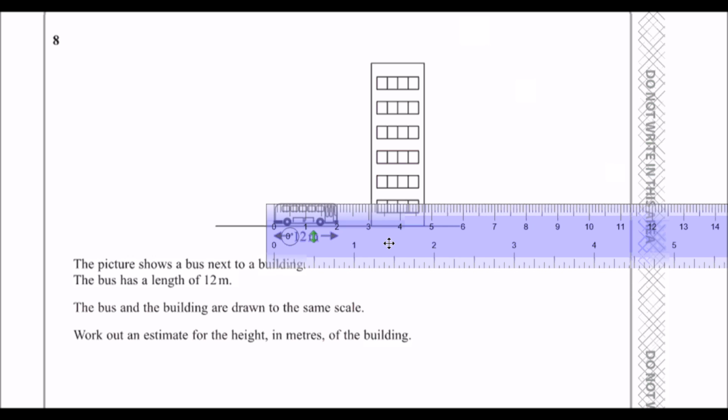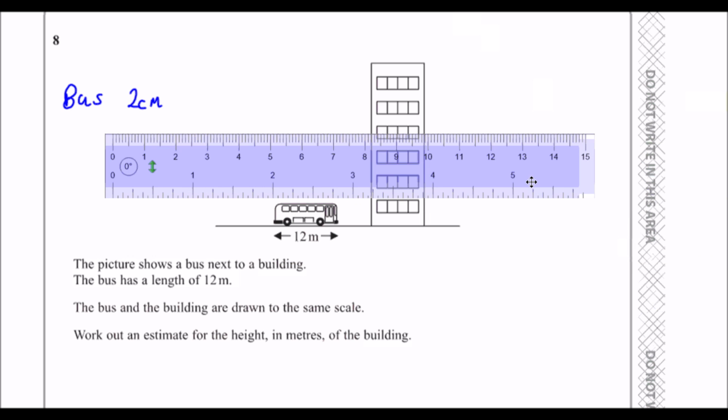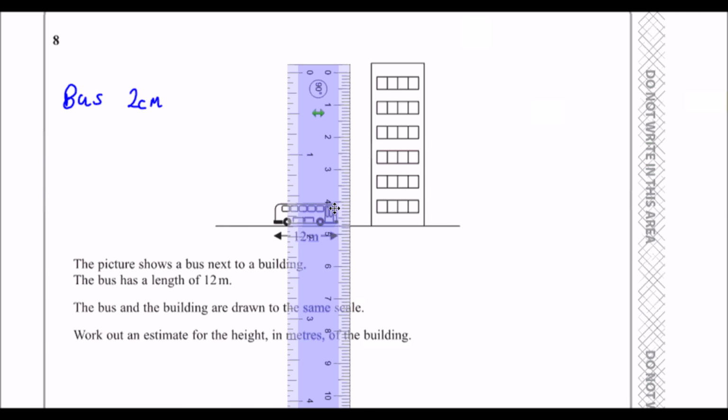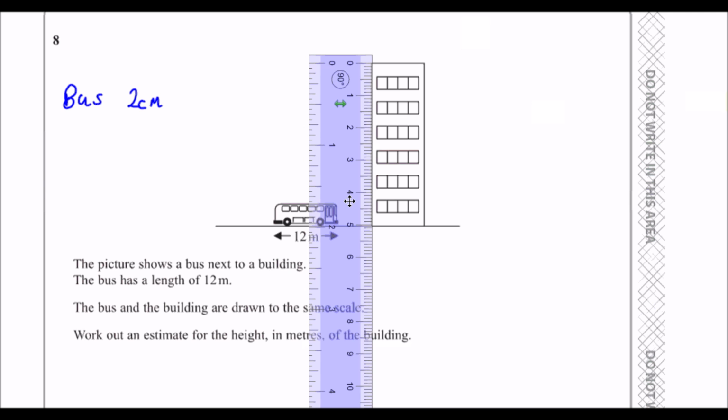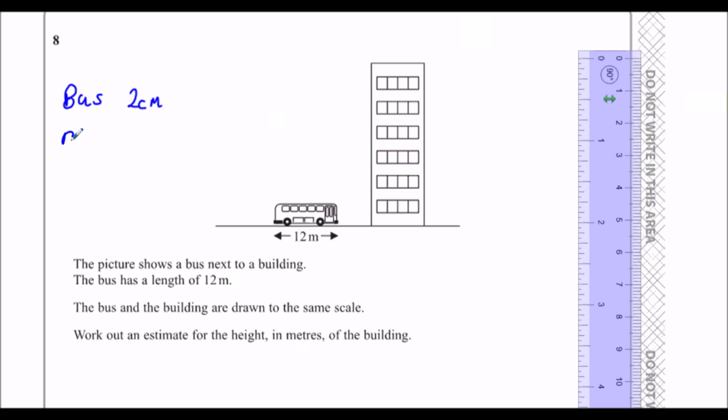So we've got our bus, which is 2 centimeters. Yours may be slightly different, but it should be roughly the same. So bus, 2 centimeters. And then we're going to look at the building. So the building is 5 centimeters. So we're going to have a scale factor.